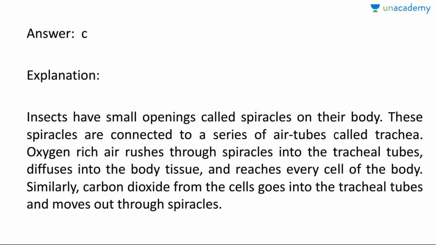Okay. So insects have small openings called spiracles on their body, and these spiracles are connected to a series of air tubes called trachea. Oxygen-rich air rushes through the spiracles into the tracheal tubes, and it diffuses into the body tissue and reaches every cell of the body. Similarly, carbon dioxide from the cells goes into the tracheal tubes and moves out through spiracles into the atmosphere.